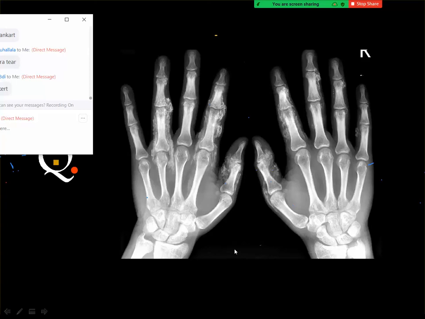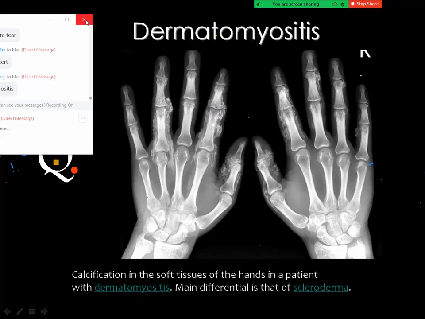Okay, this is an X-ray of the hands showing extensive calcifications along the shafts of the phalanges mainly, and sometimes along the shafts of the metacarpal bones. Yes, the answer is dermatomyositis, as Nahla said, and this is dermatomyositis.